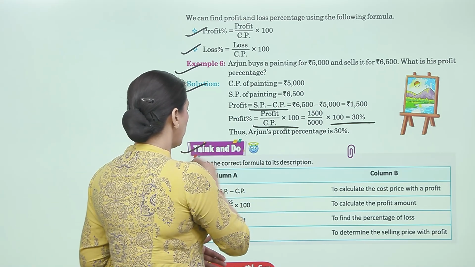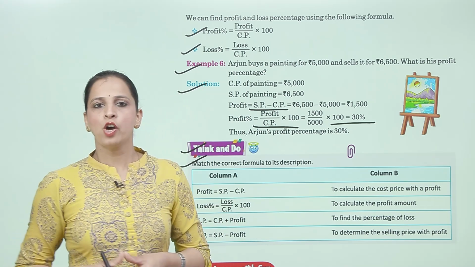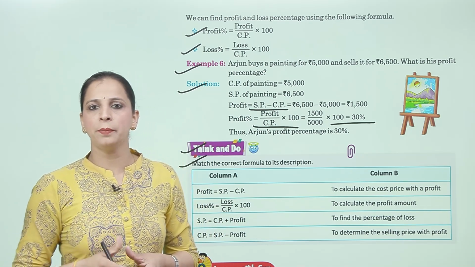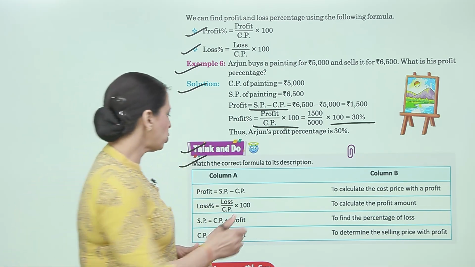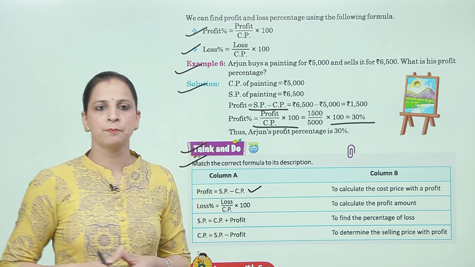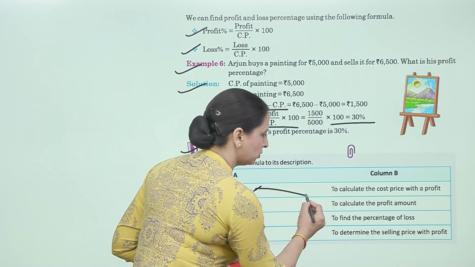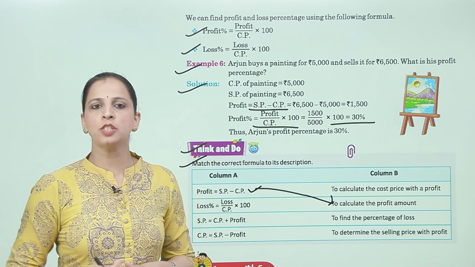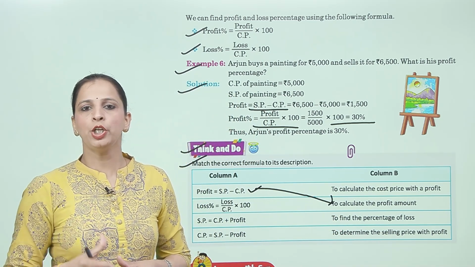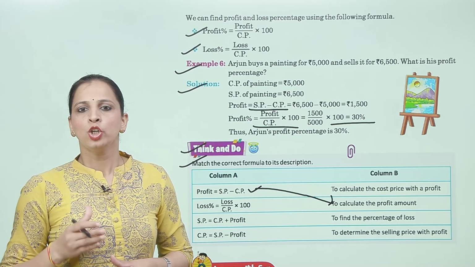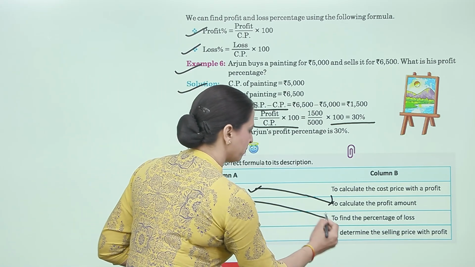Now, think and do. Match the correct formula to its description. Column A and column B. Profit is equals to selling price minus cost price. So, to calculate the profit amount. Next, loss percentage is loss upon CP into 100. That is to find the percentage loss.